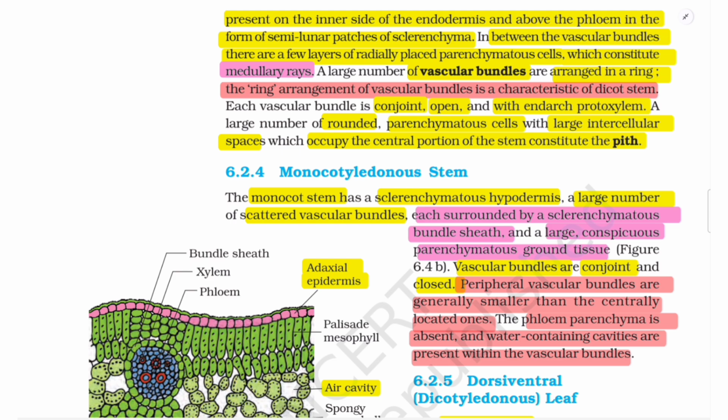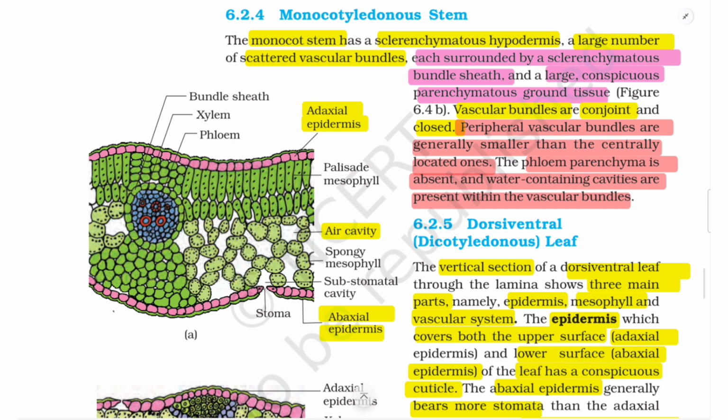Pericycle is present on the inner side of the endodermis and above the phloem in the form of semi-lunar patches of sclerenchyma. In between the vascular bundles, there are a few cells of radially placed parenchymatous cells which constitute medullary rays. A large number of vascular bundles are arranged in a ring. The ring arrangement of vascular bundles is a characteristic of dicot stem. Each vascular bundle is conjoint, open, and with endarch protoxylem. A large number of rounded parenchymatous cells with large intercellular spaces, which occupy the central portion of the stem, constitute the pith.